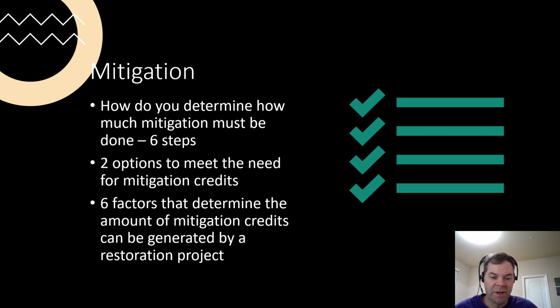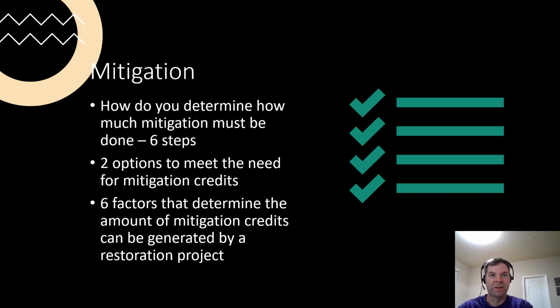There's two options to mitigate for impacts. You can either buy credits from a mitigation bank if they have the appropriate type of habitat credits and the appropriate amount of credits, or you can conduct a restoration project that generates the required mitigation credits for the approved impacts. And there are 6 factors that determine the amount of mitigation credits that can be generated from a restoration project.